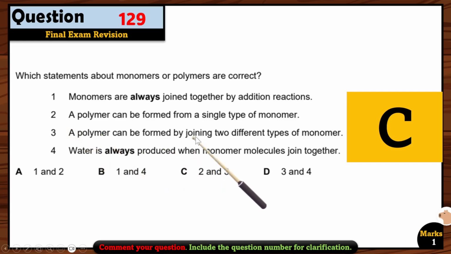A polymer can be formed by joining two different types of monomers. Yes, I have already informed you. So option 3 is also right. So that's why option C is correct: 2 and 3, both options are right. Let's see option 4. Water is always produced when monomer molecules join together. That is wrong. In addition polymerization, water is not produced. It is only produced in condensation polymerization, but they have not mentioned condensation polymerization. So this option is also not correct. So we are only left with options 2 and 3, and that's why option C is the correct option.